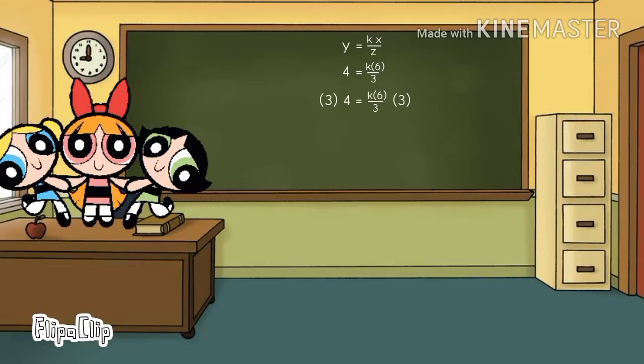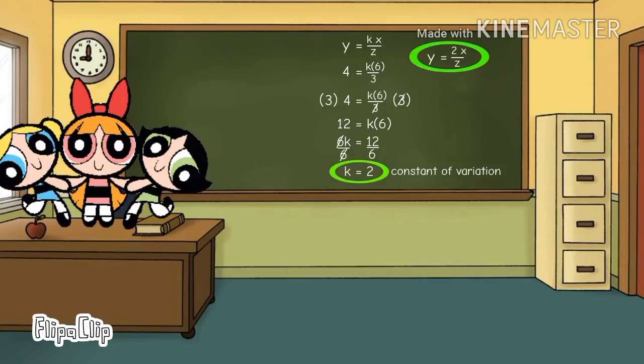Multiply both sides by 3 to cancel the denominator. Then it will be 12 = k times 6. Then it will be 6k = 12. Then interchange both sides and divide both sides by 6. So your constant of variation is 2. And the equation of variation is y = 2x/z.